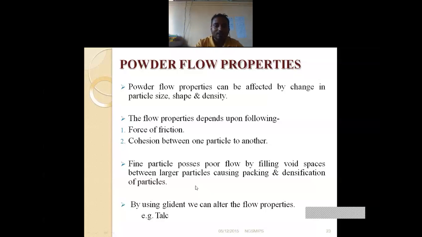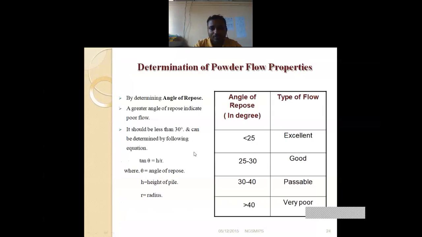Examples are talc and others. So how can we determine the powder flow properties? Next one. You have already understood why powder flow properties are an important factor for preformulation. Now the next question is how we can determine the powder flow properties. By calculating the angle of repose. Have you heard the term angle of repose previously?